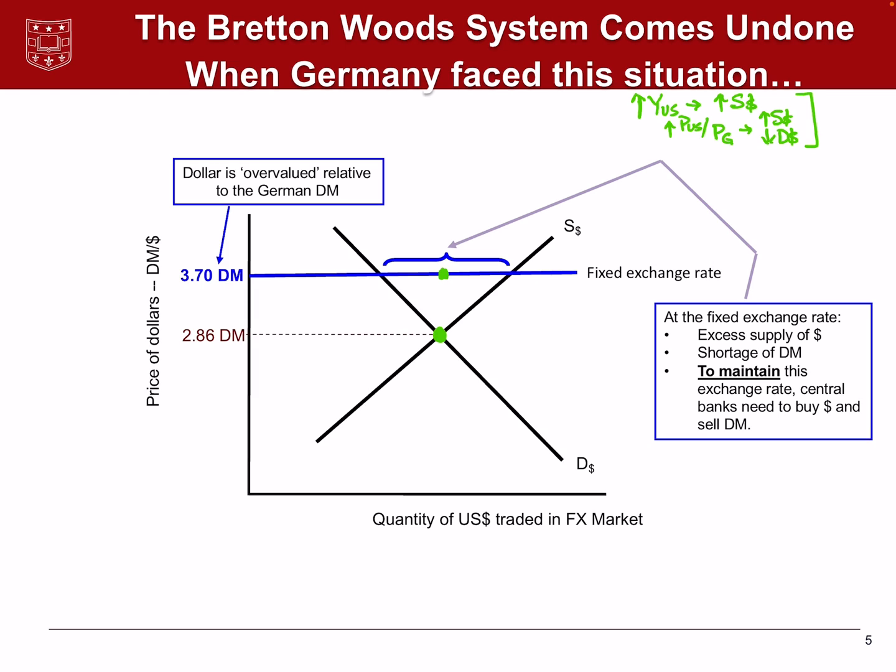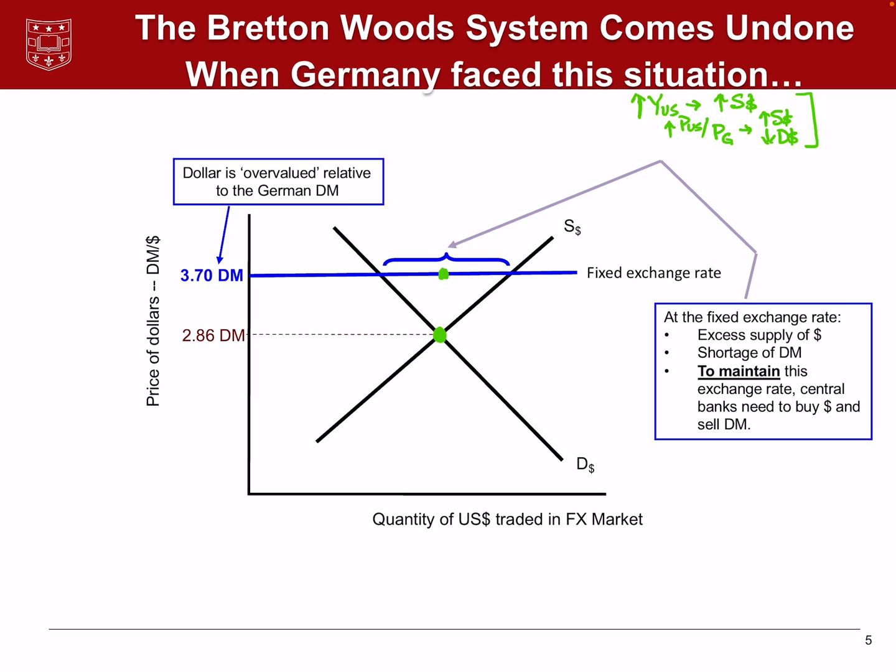Now, the fixed exchange rate is the one that is legally mandated. So even though the demand and the supply curve would imply a lower value for the dollar, lower price of the dollar, say 2.86 Deutschmark per dollar, it is the case that Germany and the US, but Germany has agreed to change Deutschmark for dollars at this price of 3.7 Deutschmark per dollar. So we have a situation in which the dollar, of course, is overvalued relative to the German Deutschmark.